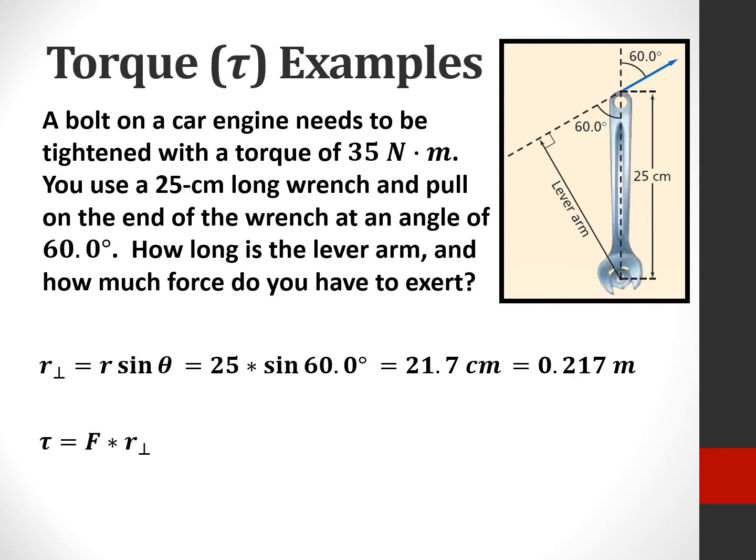In order to find the force, we take the torque, which is equal to the force times the lever arm. To find the force, we divide both sides by the lever arm. So we take the torque of 35 divided by 0.217. That gives us a total force of 162 newtons.